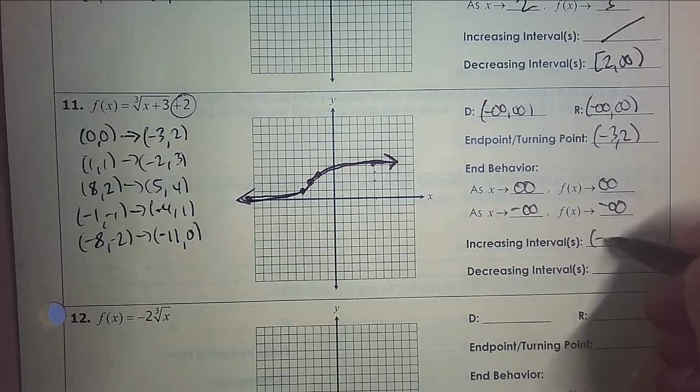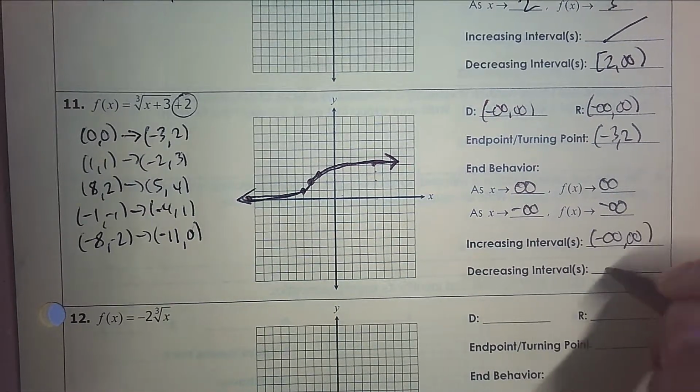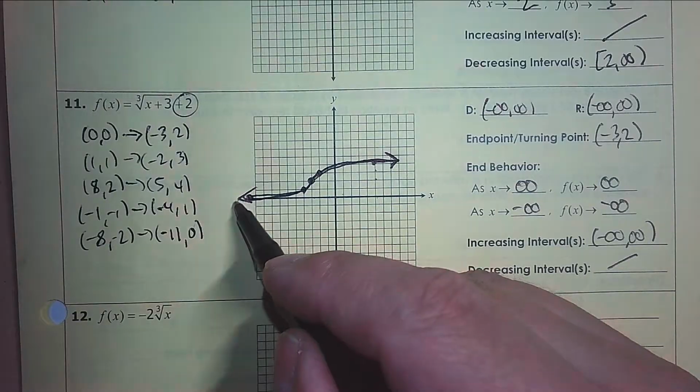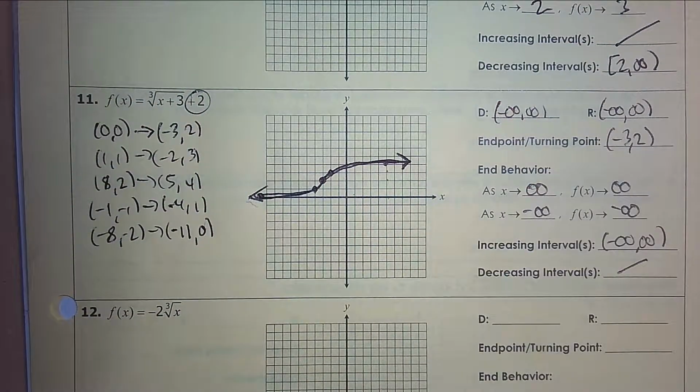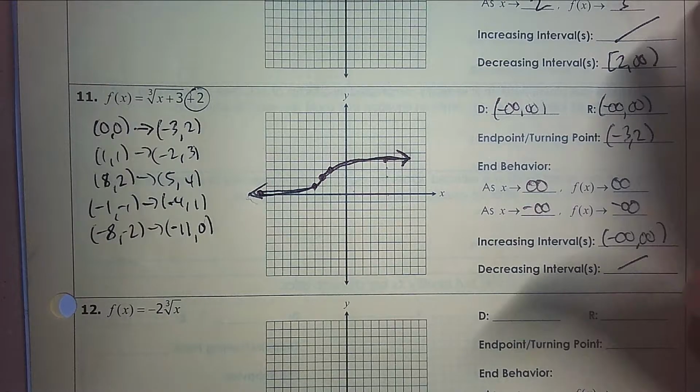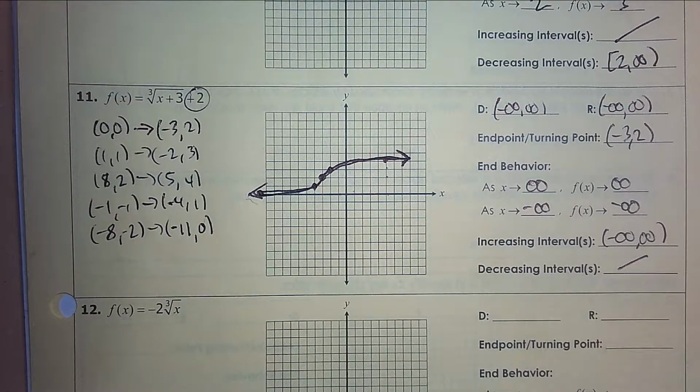This function is only increasing and never decreases. So from left to right, it's only going up. It will never turn and go the other way. So they say a cube root is monotonic. It only goes one direction, either always increasing or always decreasing. All right, 2 left, and then your homework.